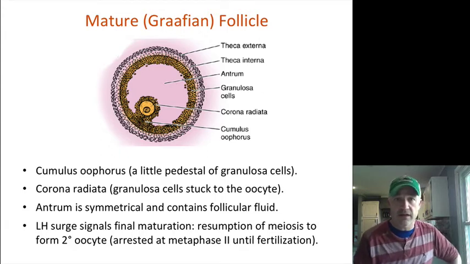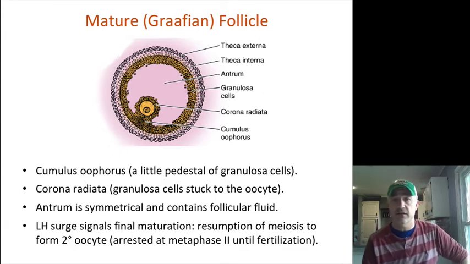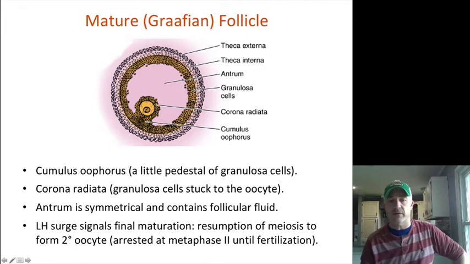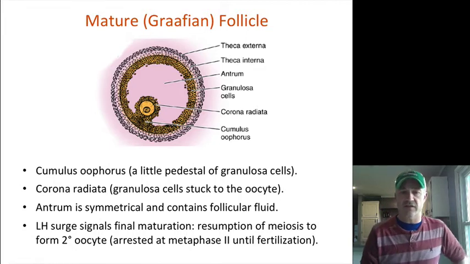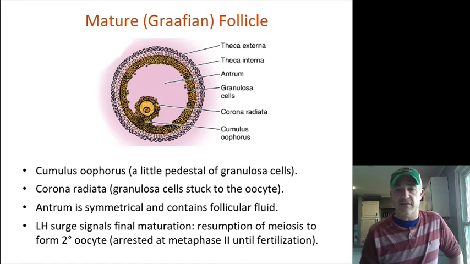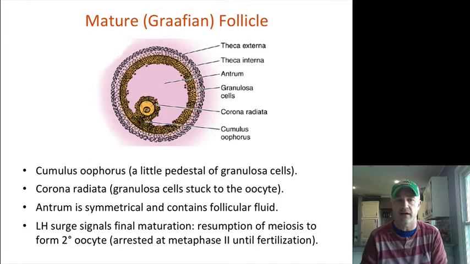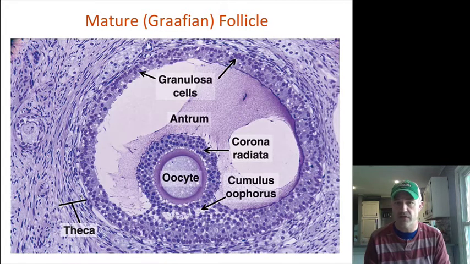Finally, by the time we get to the actual mature stage, this is the Graafian follicle. You're going to see you have these multiple layers of thecal cells, this huge antrum, and then you have this cumulus oophorus, which is this little stalk, and this oocyte being surrounded by a layer of cells called the corona radiata. It's actually a surge of LH at this point that causes this to undergo its final part of meiosis I and leads to actual ovulation of this one, that spike of LH at about the midpoint of the, on average, 28-day cycle.